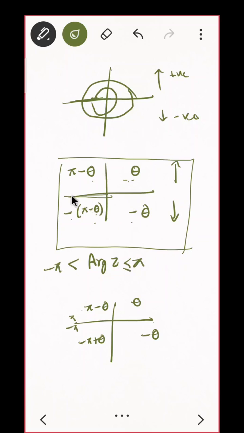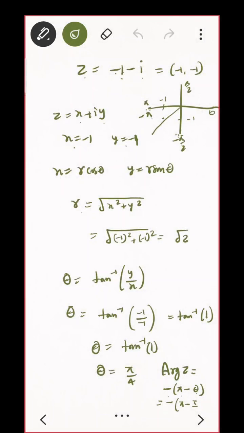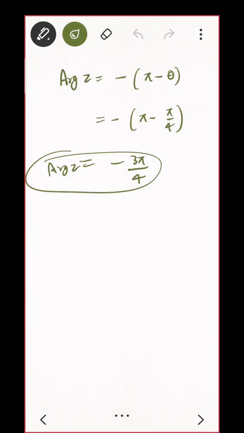पाई इंक्लूडेड मतलब क्या? जो भी नेगेटिव रियल वैल्यू रहेंगे ना, उनका आर्गुमेंट पाई आएगा. जैसे यहाँ पे नेगेटिव रियल पीपल, उनका आर्गुमेंट आएगा पाई. So we are having argument भी मिल गया इसका, that is minus 3 pi by 4, correct.